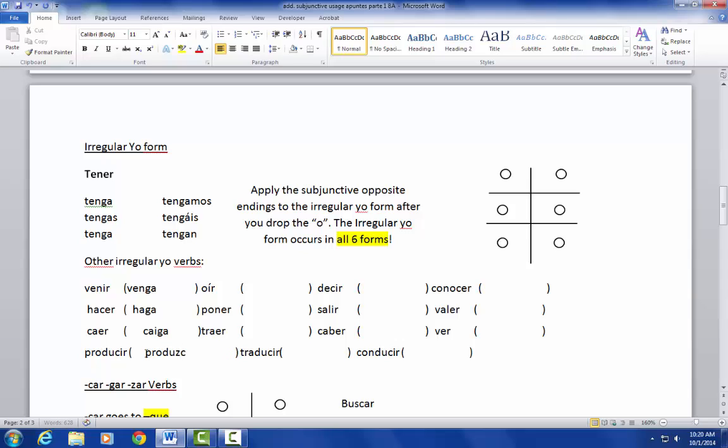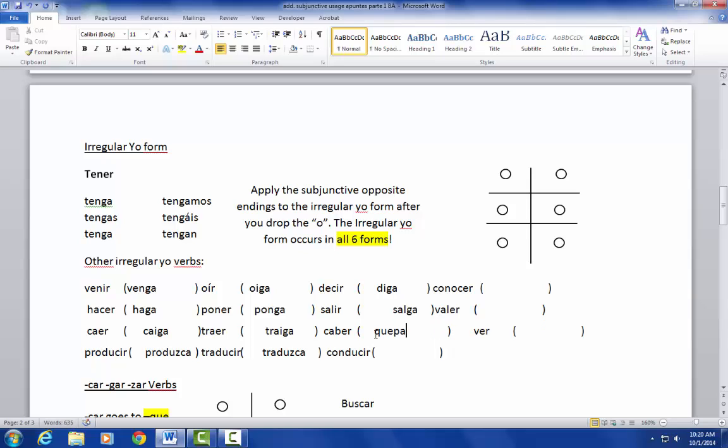Whoops. Produzca. Oiga. Ponga. Traiga. Traduzca. Diga. Salga. Ooh, this one's really weird.